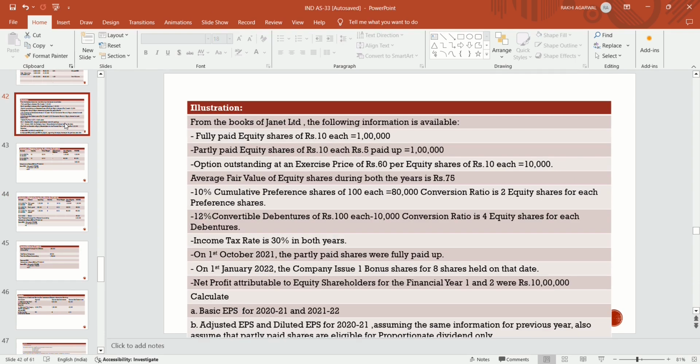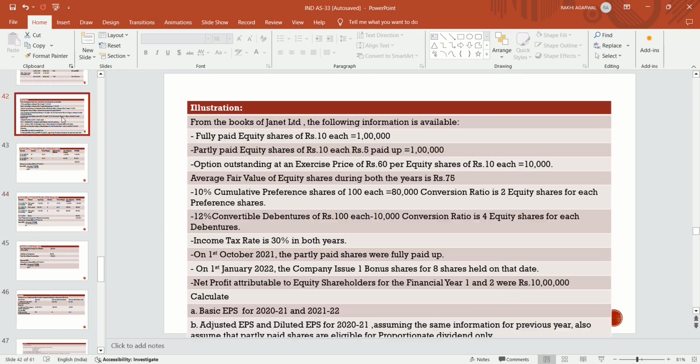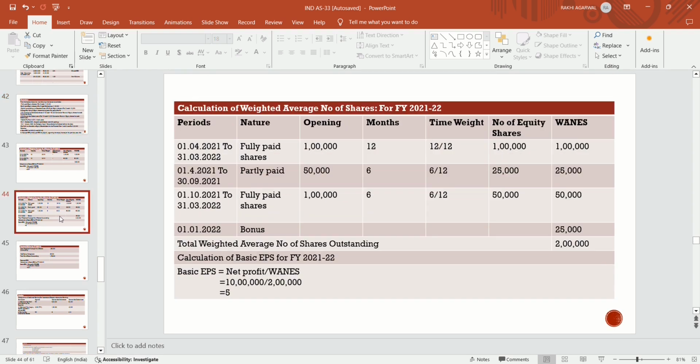On 1st January 2022, the company issued one bonus share for every 8 shares held. So how many bonus shares did they issue? The bonus is given to the existing shareholders. The outstanding number of shares, that is 1 lakh fully paid equity shares of 10 each, and the partly paid shares, 1 lakh, that are now fully paid. So the total number of shares held by existing shareholders is 2 lakh. For every 8 shares they will get 1 share. So 2 lakh divided by 8 into 1 becomes 25,000.